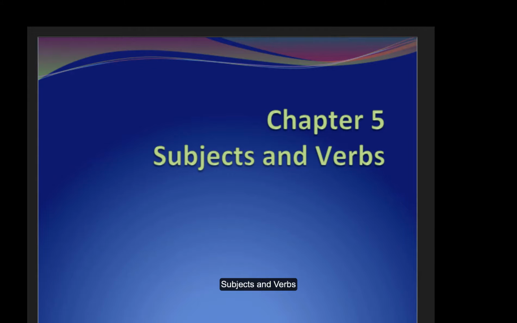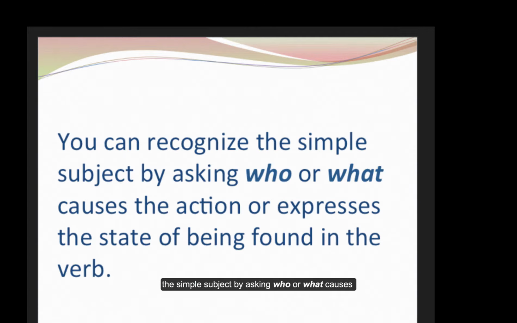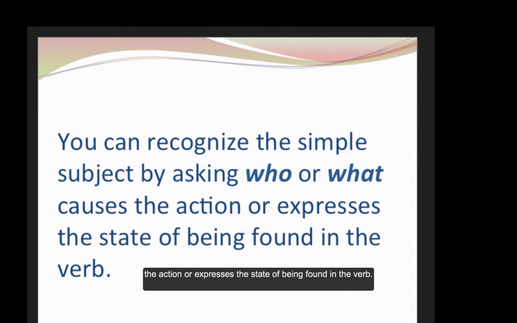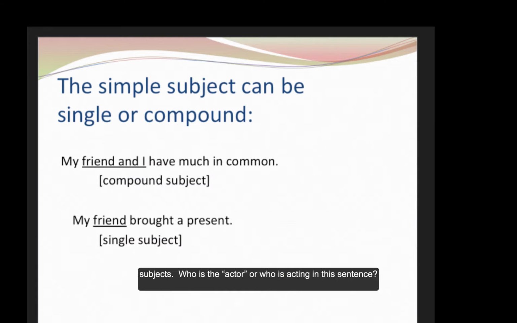Subjects and verbs. Subjects and verbs are really important. Think of the subject as the noun that's doing something in the sentence, and the verb is what's happening. You can recognize the simple subject by asking who or what causes the action or expresses the state of being found in the verb. So here are some examples of simple subjects.